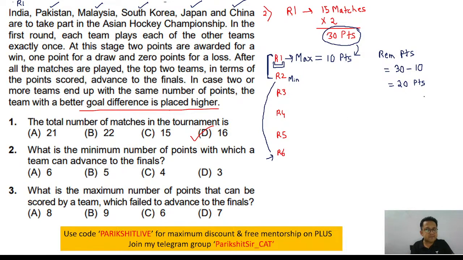And I have 5 teams. So can I distribute these 20 points equally? 20 by 5, 4 points. So what happens if everyone gets 4 points? Rank 2 is as bad as the worst guy in the tournament, rank 6. But he still ends up going to the finals. Why? He wins on the net run rate. He has a better net run rate.